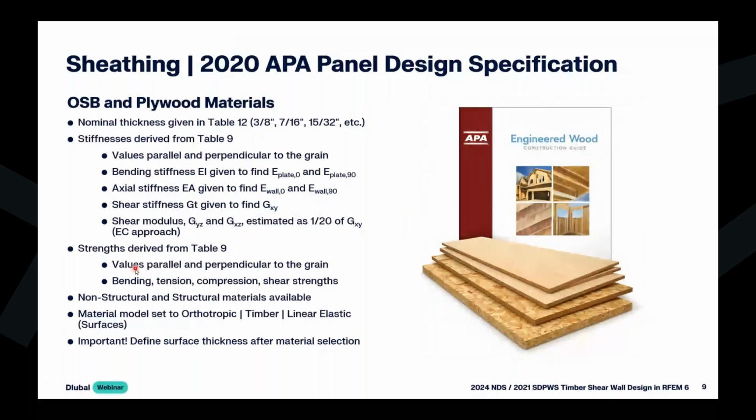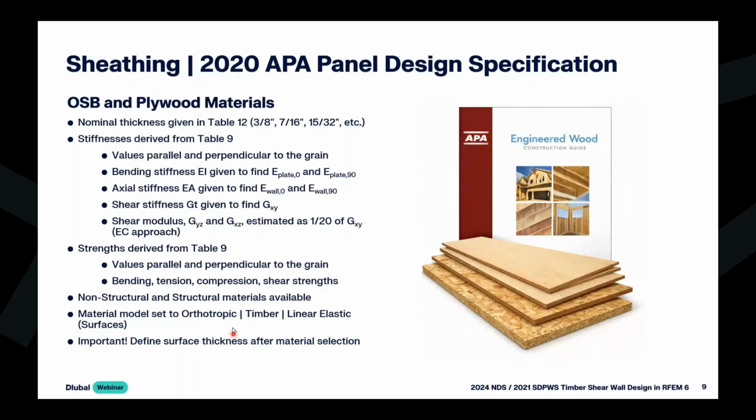So this is great for the analysis, but for the design, once we do get into the timber design add-on, we needed the strengths. These were also given in table 9, of course, parallel and perpendicular to the grain. We could back calculate to determine bending, tension, compression, and shear strengths. Now, both non-structural and structural materials are available in that RFEM library.